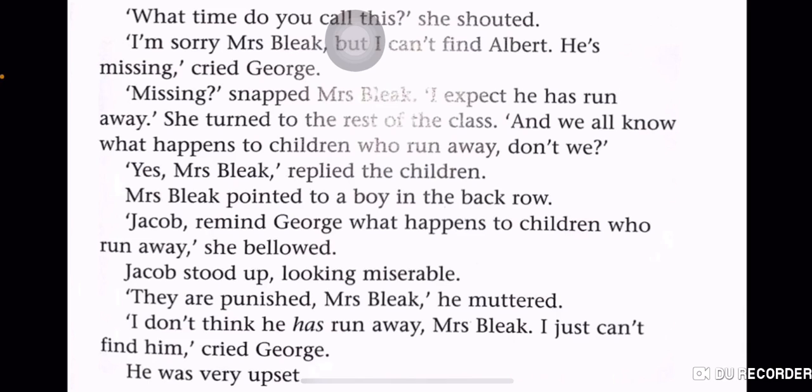She turned to the rest of the class, and we all know what happens to children who run away, don't we? Yes, Mrs. Bleak, replied the children. Mrs. Bleak pointed to a boy in the back row. His name is Jacob. Jacob, remind George what happens to children who run away. She bellowed. Jacob stood up looking miserable. They are punished, Mrs. Bleak, he muttered.